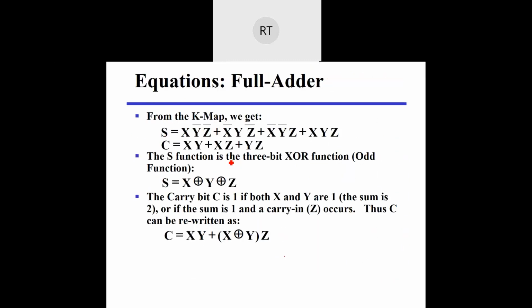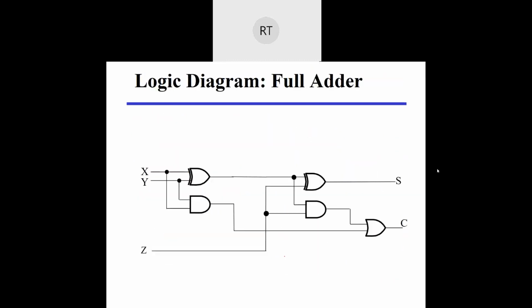So this is the K-map of the full adder, and this is the expression. Now we want to draw the logic diagram of the full adder. So we have X XOR Y XOR Z, this will give me the S, and then we will have XY with an AND, then XOR Z, so this is going to give you the carry.